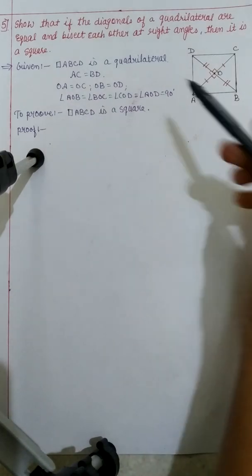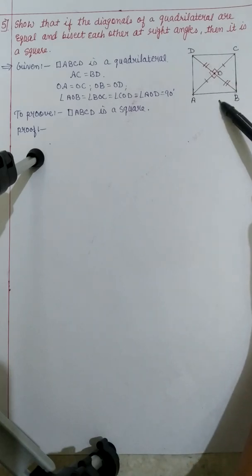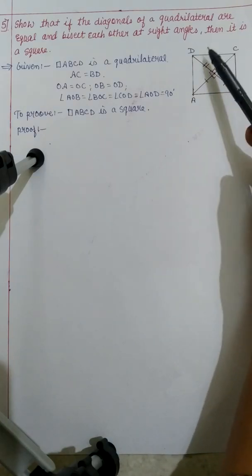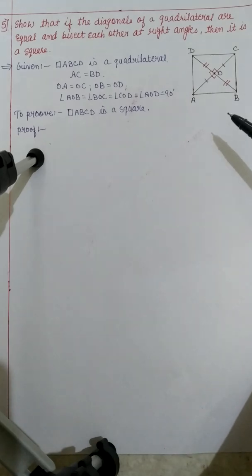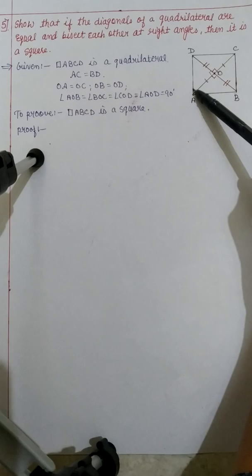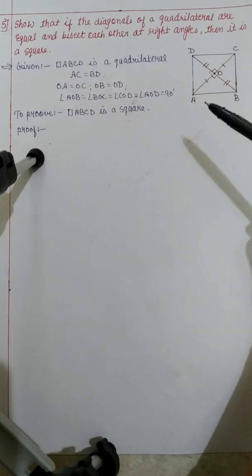Do remember in this, yes, obviously I can go for congruency and I can prove by CPCT the sides as equal. Proving sides as equal would be a very easy task. But my dear students, do remember you need to show each angle as 90 degree also.